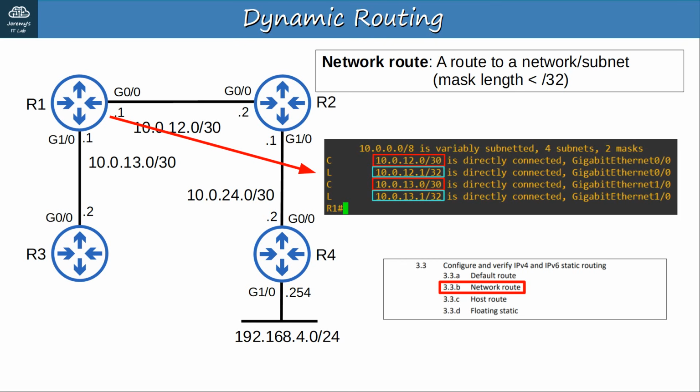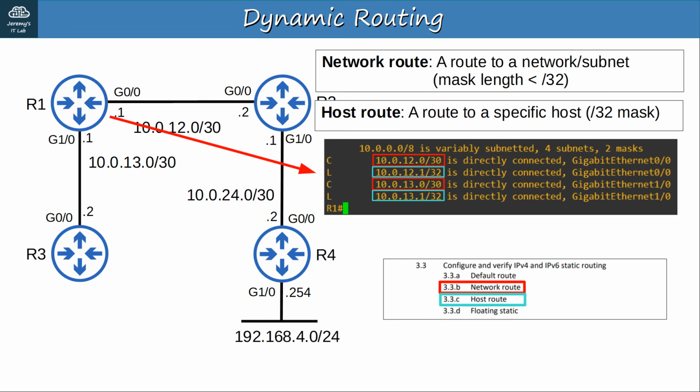These two routes, 10.0.12.1/32 and 10.0.13.1/32, are examples of host routes. A host route is a route to a specific host, a single address, specified with a /32 mask. These two routes here were automatically added, and are host routes to the specific addresses configured on R1's G0/0 and G1/0 interfaces. To configure a static route to a host, use ip route, followed by the host's address, then 255.255.255.255, which is a /32 mask.